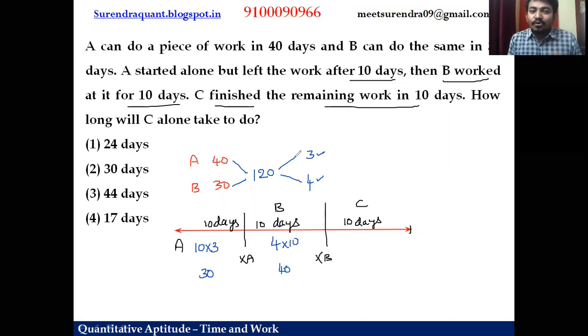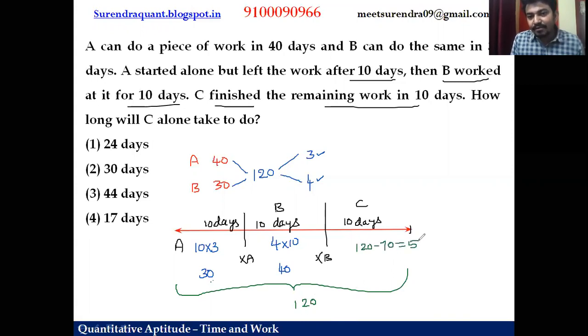Now, friends, the total work to be finished is 120 units. So this total line represents 120 units. Out of this 120, 30 and 40, 70 units is finished already. So out of 120, if 70 units is finished, the remaining work done by C is 50 units. This 50 units of work is done by C in how many days? He worked in only 10 days. Friends, if C does 50 units of work in 10 days, then how many days does he take in total to finish the work?